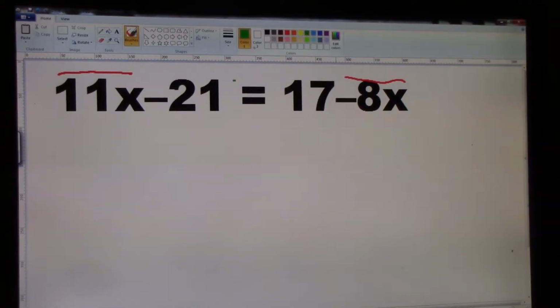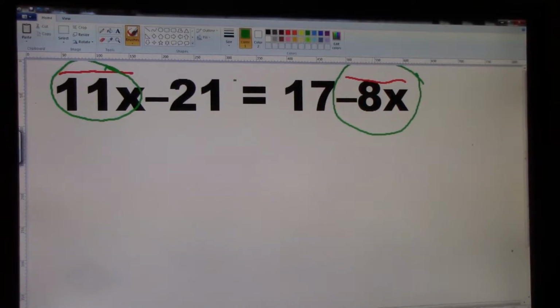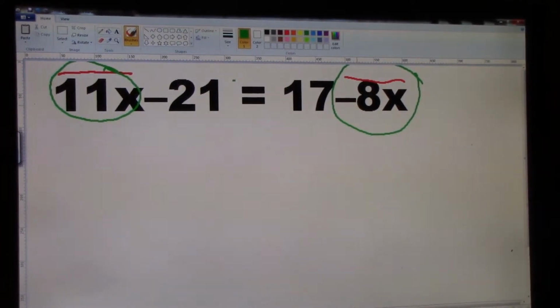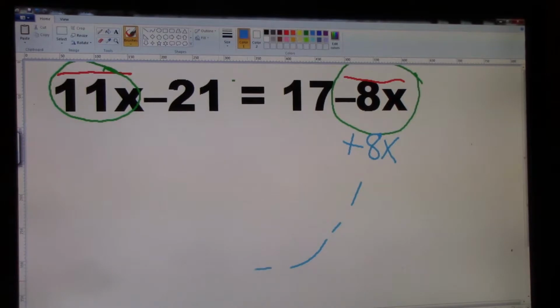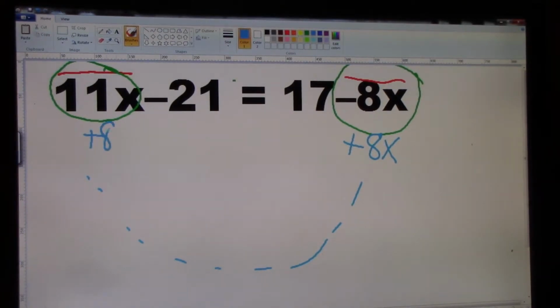So looking at these two numbers, the positive 11x and the negative 8x, which one of those two is lower? Obviously negative is always lower than positive, so that negative 8, we're going to change it to the opposite of what it is. So what's the opposite of negative 8? It is going to be a positive 8x, right? And we're going to move that all the way over to this other side and join it with the other like term, so we have positive 8x over here.